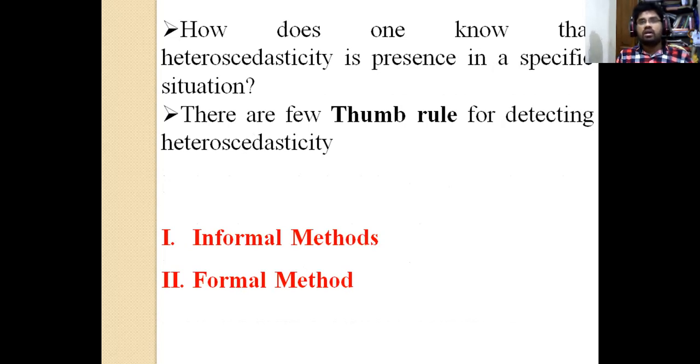Okay, there are some thumb rules to identify heteroscedasticity. There are some tests. There are two different ways, the informal method and the formal method. Have you understood this point?